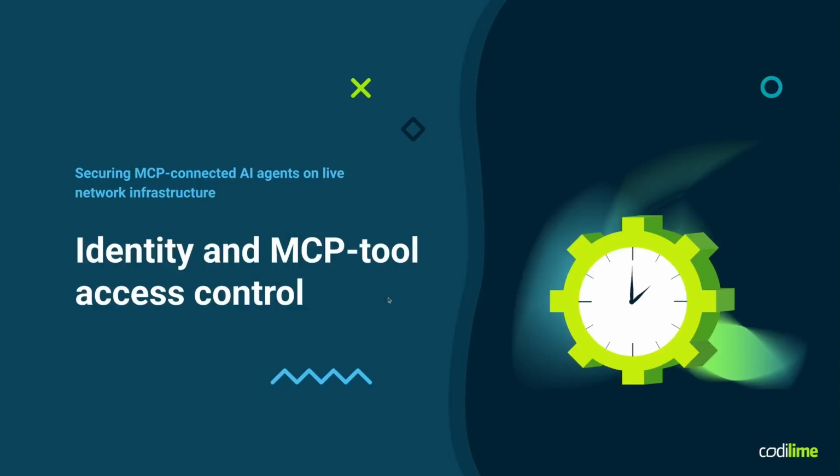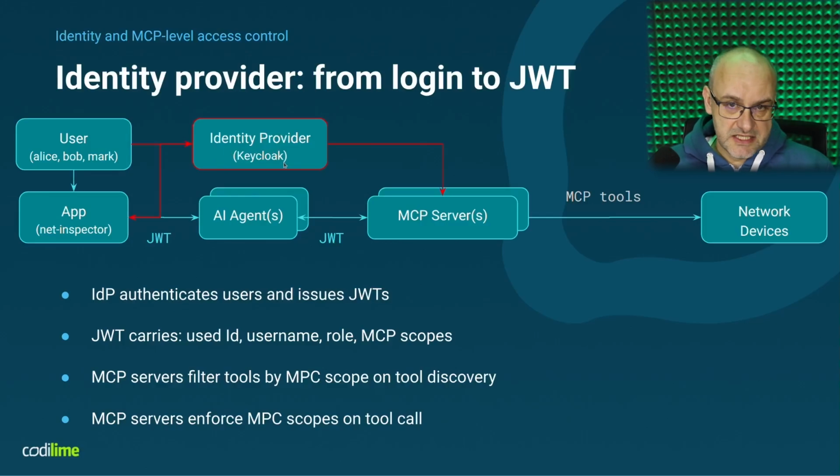Now we will be talking about how to apply the identity that we already have in our environment in order to properly control the tools at the MCP server level. We need to use an existing or deploy an identity provider that is able to model user accounts and authenticate the users, and at the same time issue access tokens for particular users, embedding some necessary information that could be used by agents and the MCP server to say what is allowed or not.